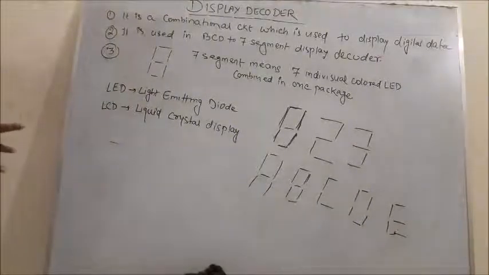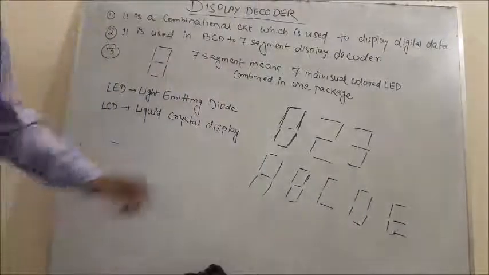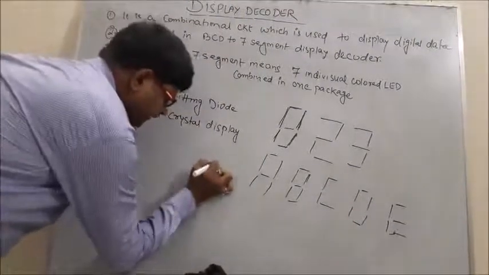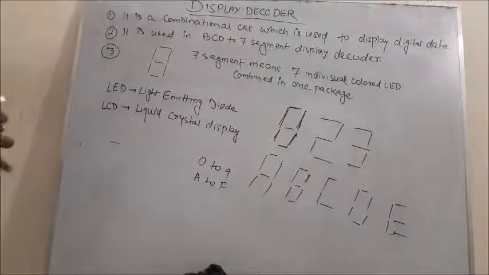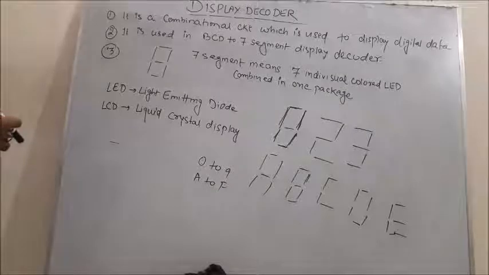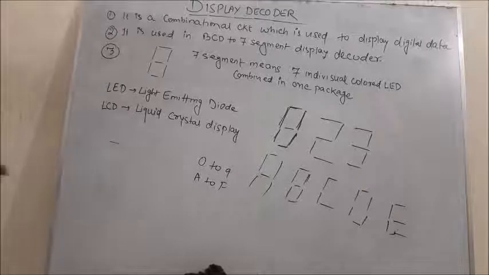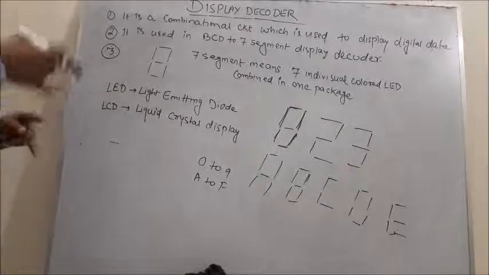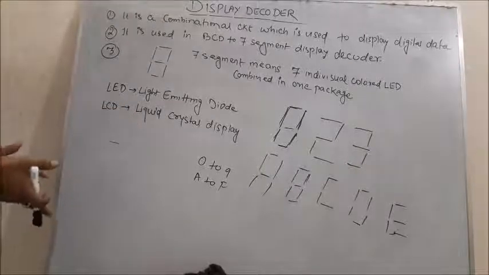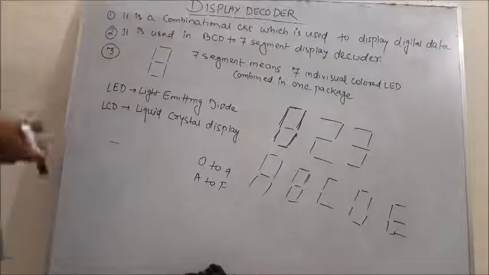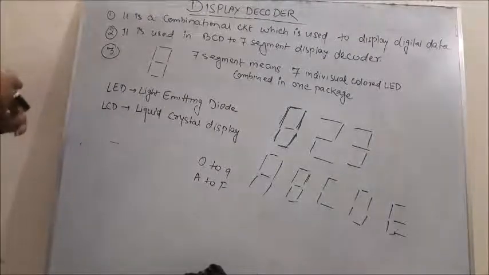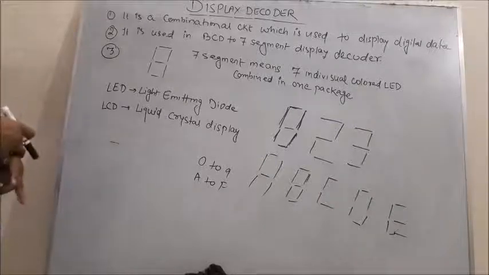What I mean to say is that by using these 7 segments only, you can write anything from 0 to 9 and from A to F, right? So to write all these digital data, display decoder is very useful. It can be useful for writing numerical values from 0 to 9. It can also write alphabets from A to F, and it can also write the combination of alphanumeric, means a combination of numerical and alphabets, right?